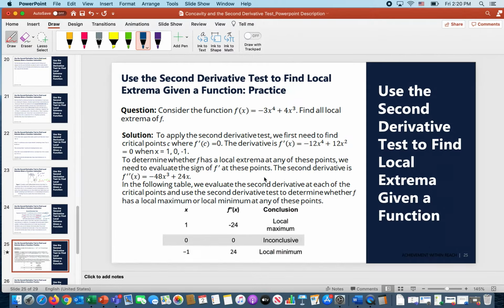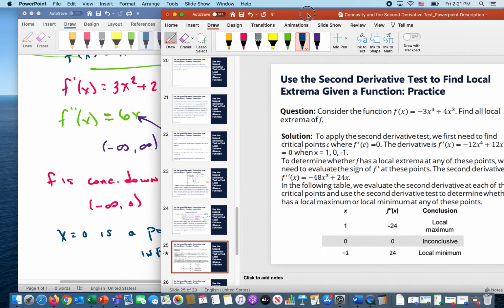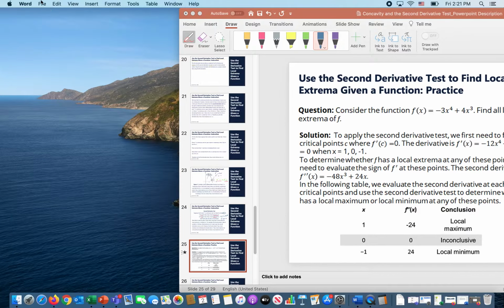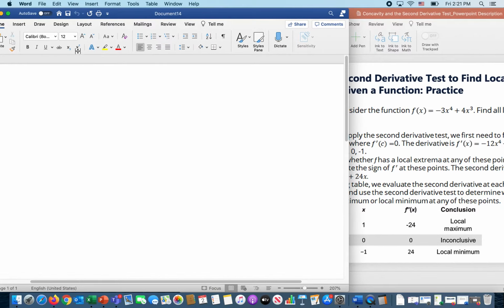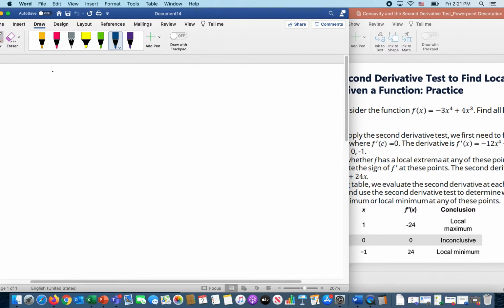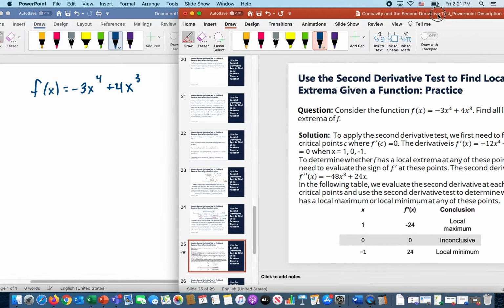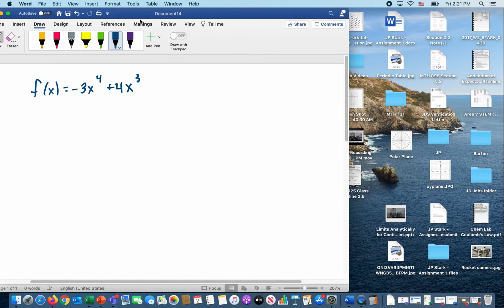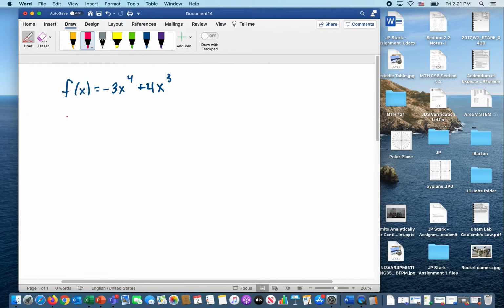So let's take a look at an example and kind of break down how we're going to do this. I'm going to come over here to my blank screen. I think it's a lot easier for you to see how all this is played out when it's just worked out on a clean sheet of paper. So our function is f of x equals negative 3x to the fourth plus 4x to the third, okay? And what we want to do is find all local extrema. So we said that the first derivative test is a good way to do this, but the second derivative test will also work. So let's go through this.